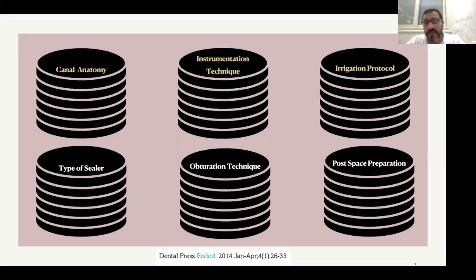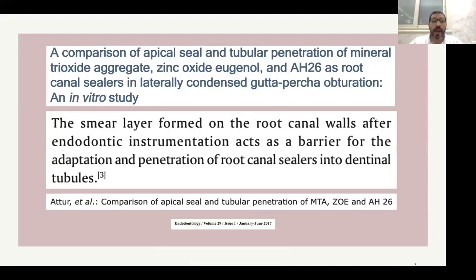Let's move to the irrigation protocol. We talk about it, but let's go to know regarding the smear layer of the root canal system. Regarding the irrigation protocol, we talk about instrumentation alone is not sufficient to obtain successful root canal treatment. But cleaning of the root canal system is of paramount importance, more than instrumentation of the root canal system.